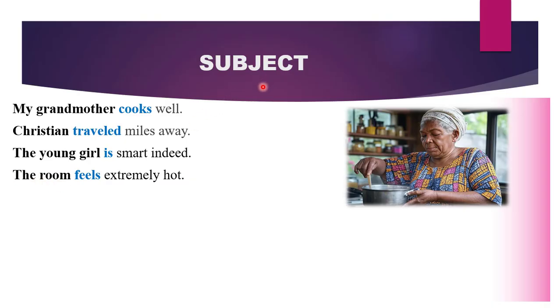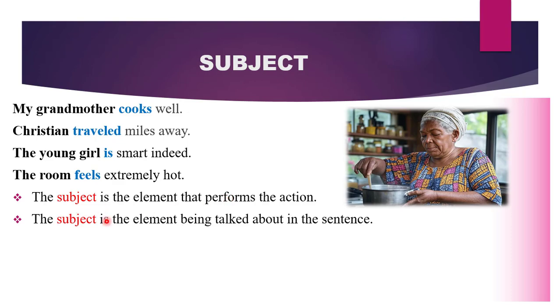You are asked to define a subject. Per these examples, you can say that the subject is the element that performs the action. You can also define the subject as the element being talked about in the sentence. For example, the young girl is smart indeed. What is the sentence about? It is about the young girl. Therefore, the young girl is our subject.